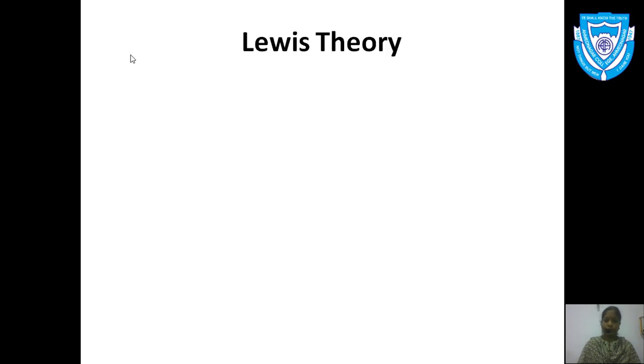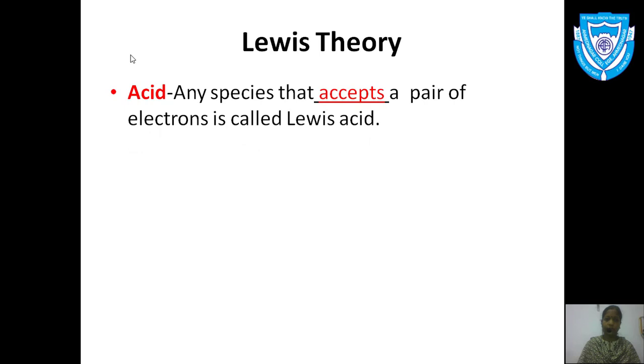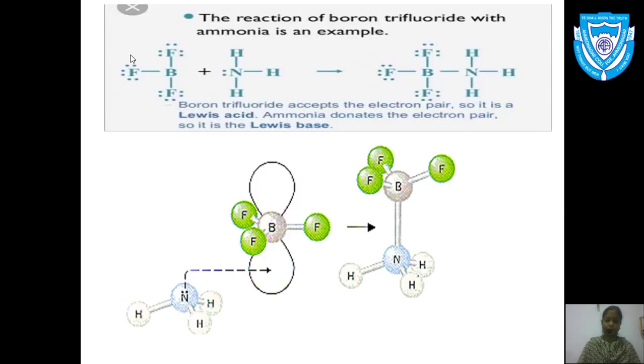Lewis theory of acids and bases. According to Lewis theory, an acid is any species that accepts a pair of electrons, and it is called a Lewis acid. So the species or substance, meaning the atom, ion or molecule, which accepts a pair of electrons, 2 electrons, is termed an acid.